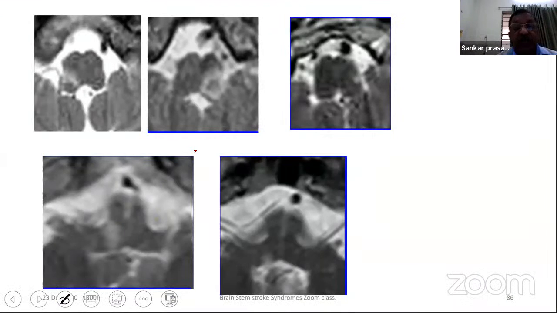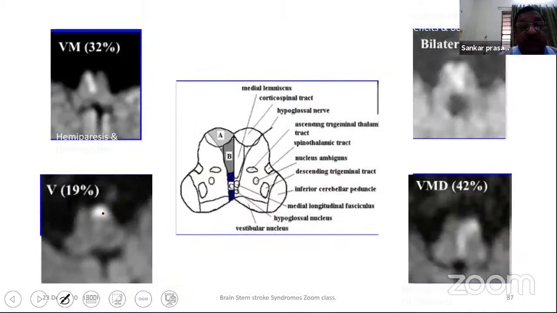distributed. Now these are the infarcts which you can see in medulla, giving rise to focal disturbances in motor and sensory functions of the body, and various areas can be identified. Ventromedial 32% infarct you can see, and ventral 19%, and you can see the midline, and ventromedial 42%. So depending on the vascular involvement, various anatomical structures are seen here, that is medial lemniscus, corticospinal tract, hypoglossal nerve, optic nerve.